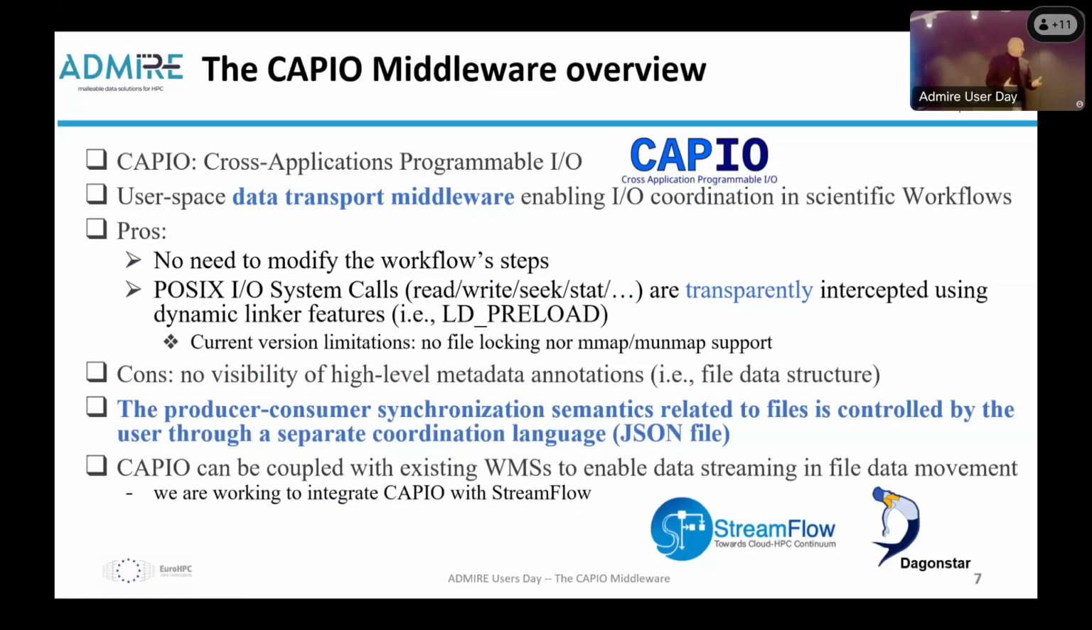There are pros and cons for doing this, obviously, as always, but we try to do this kind of thing by leveraging an external coordination language. So we don't modify the code of the application, but we try to coordinate the I/O through a new coordination language that uses a JSON syntax, basically. And now I'm trying to give you the idea of how we can do this.